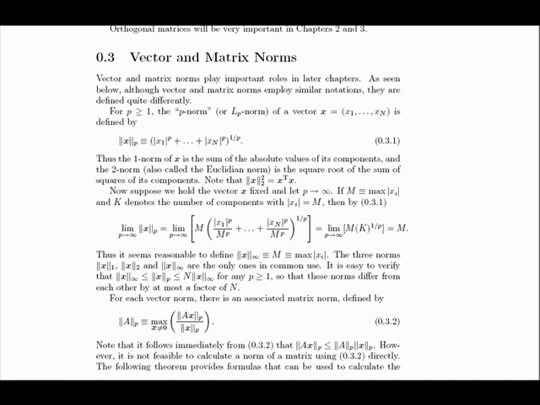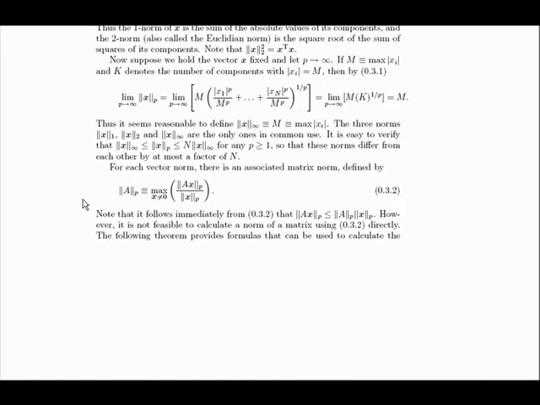Now, the matrix norms are defined very differently. Even though the notation looks similar, the p norm of a matrix is very different than the p norm of a vector. It's defined as the maximum of the p norm of Ax over the p norm of x. Remember that x and Ax are vectors, so these are just normal vector p norms. And we're taking the maximum over all non-zero x. Obviously, if x equals 0, you have 0 over 0.